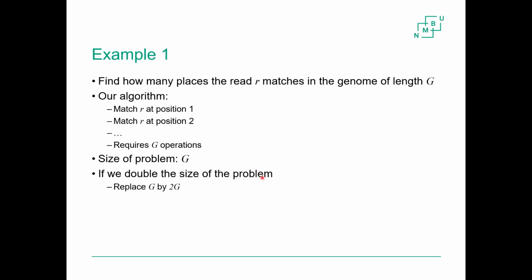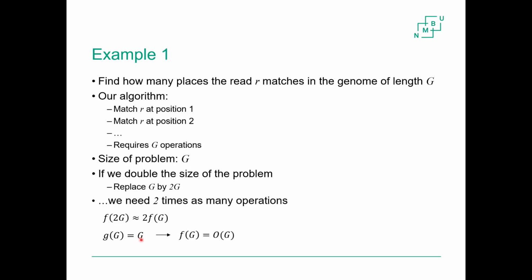What if we now have a much bigger genome? If we double the size of the problem, going from G to 2G, then of course we need two times as many operations, simply because there are double the number of positions. This means that the running time for 2G is approximately 2 times the running time for G. So we say that the limiting function is this linear function: f of G is G itself.